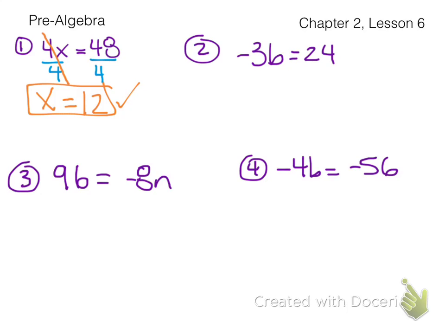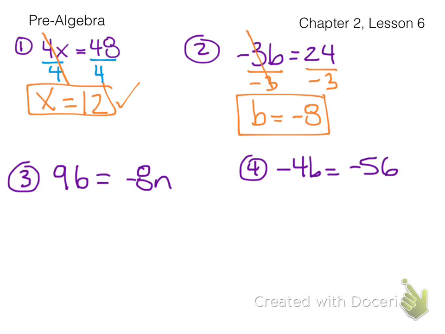For number 2, we have negative 3 times b. What is the opposite of multiplying by negative 3? I'd be dividing by negative 3. What I do on one side, I have to do to the other. Negative 3 divided by negative 3 is 1, leaving me just b. b equals 24 divided by negative 3, so the answer is going to be negative 8, because a positive divided by a negative is a negative. If I multiply negative 3 times negative 8, I'm going to get positive 24, because a negative times a negative is a positive.